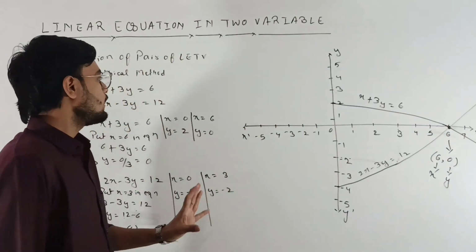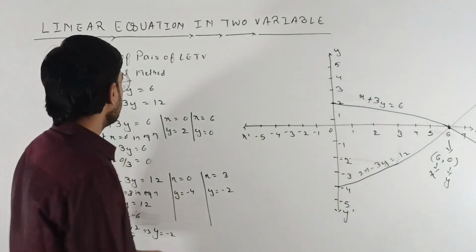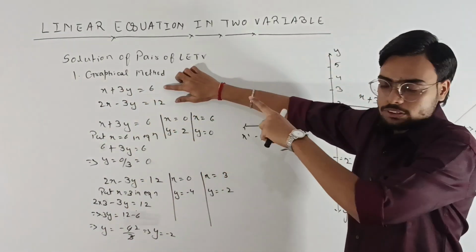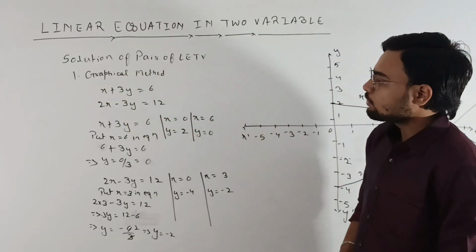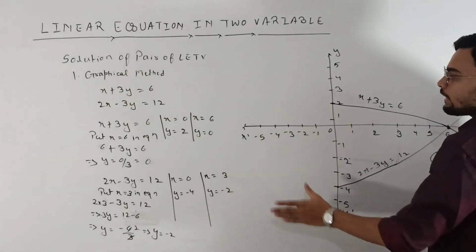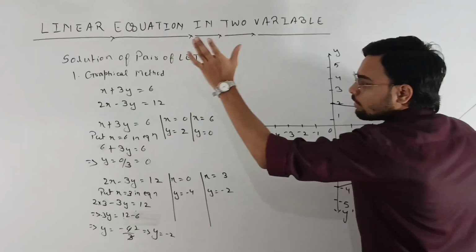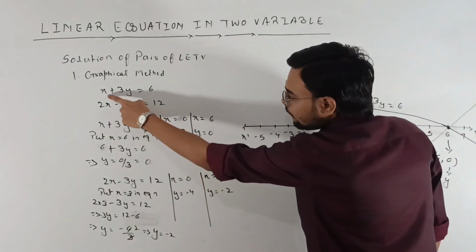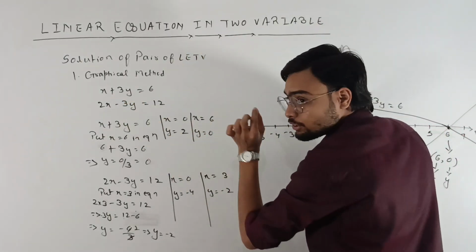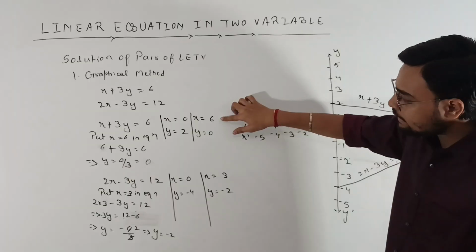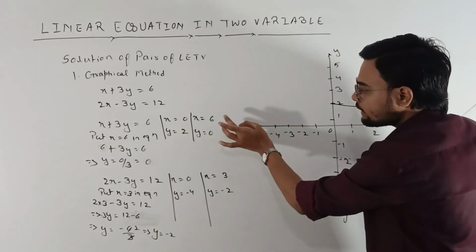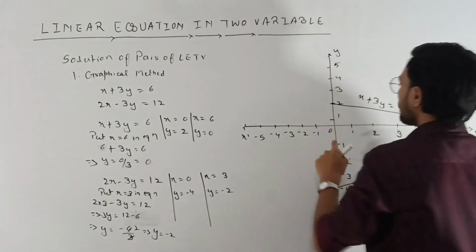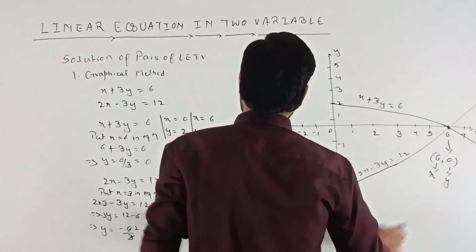Now let's see it again. We have two equations. First is x plus 3y is equal to 6 and second is 2x minus 3y is equal to 12. This is the pair of linear equations. First I construct a graph for the first equation. For constructing the graph, first I assume the value of x is 0, then we get y is equal to 2. When I assume x is equal to 6, then I get y is equal to 0. By using these two coordinates, 0, 2 and 6, 0, I construct this graph and draw the straight line.